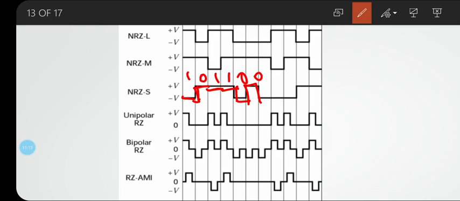This will not return to the 0th axis, wherein it will hold on the values only at plus V and minus V. And coming to the subgroups of NRZ, which is L for level, M for mark, and S for space. So M and S are complements of each other.